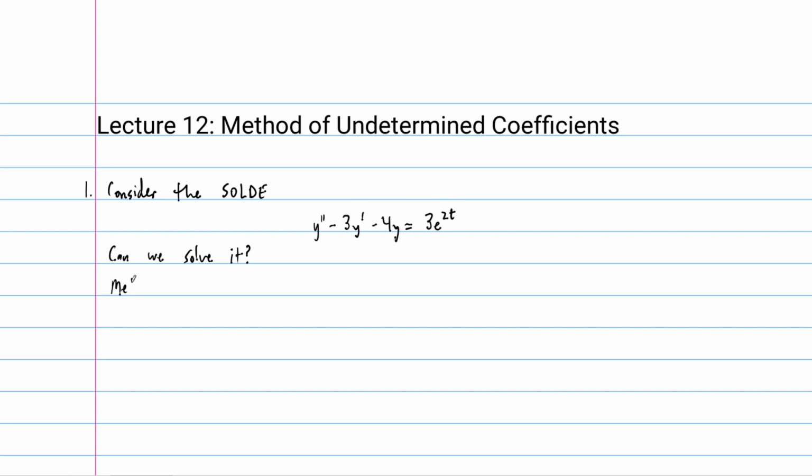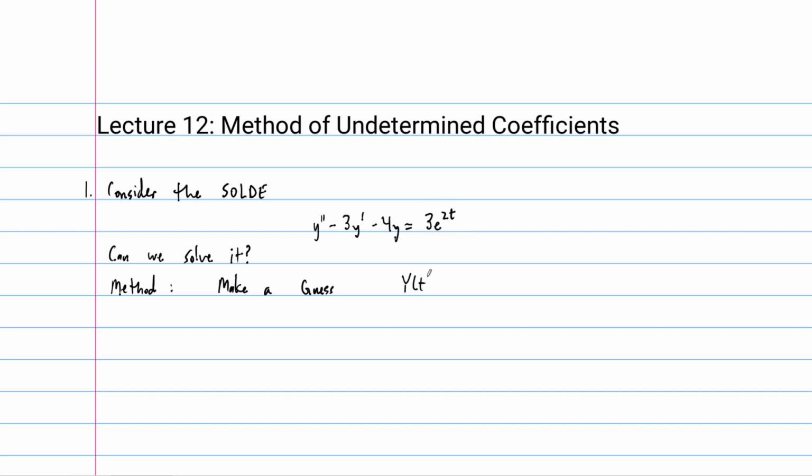So this method of undetermined coefficients is going to be exactly what it sounds like, which is we're going to make a guess, and then based on our guess, we're going to determine the appropriate coefficient of our function to get the answer. So the method is to essentially make a guess.